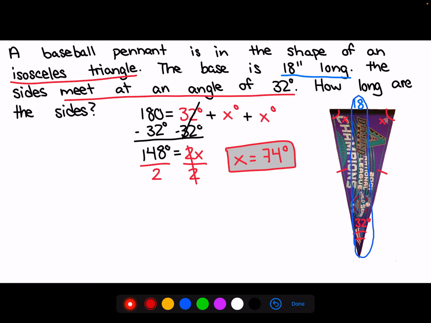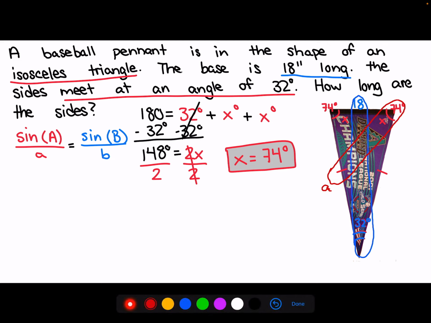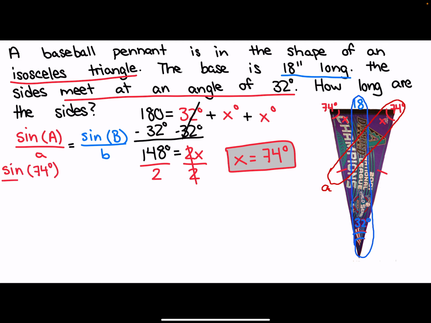Now, for our other one, I have this x degrees that we just found. We now know that x is 74. And we have the side that we're actually looking for. I'll just go ahead and call that A for now. I could use the other sides as well, but you don't need to. You just need to choose one of them. So at this point, we're going to use law of sines. Again, law of sines is sine of angle A over A equals sine of angle B over B. Plugging in our values, that'll give us sine of 74 over A equals sine of 32 over 18.